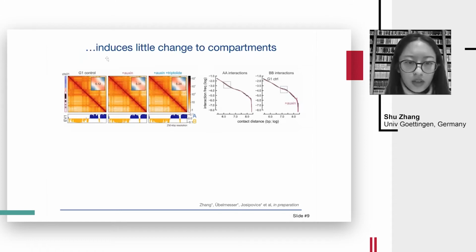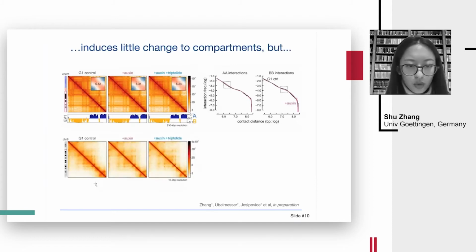Here, I think you can probably already see from this megabase-scale structure, the compartment level, that there are not many differences between control and degradation samples. But if you look at a higher resolution, at the loop level, you can see clear dots popping up everywhere. They are CTCF-based cohesin loops. And interestingly, we can see some new loops emerge in these degradation samples, both in auxin and auxin plus inhibitor.